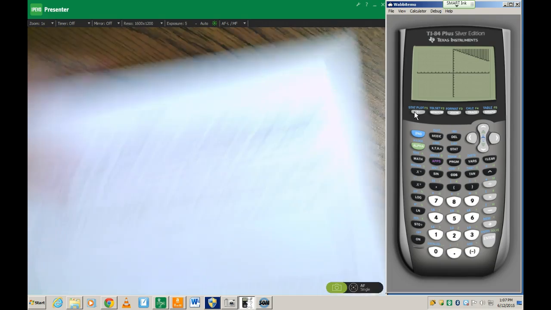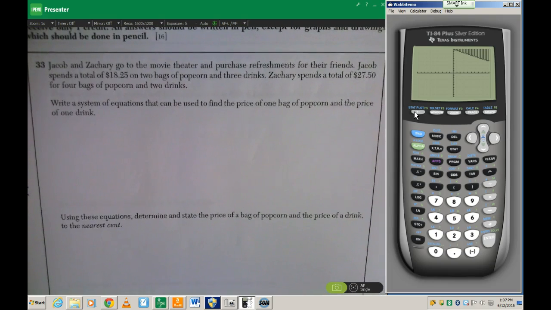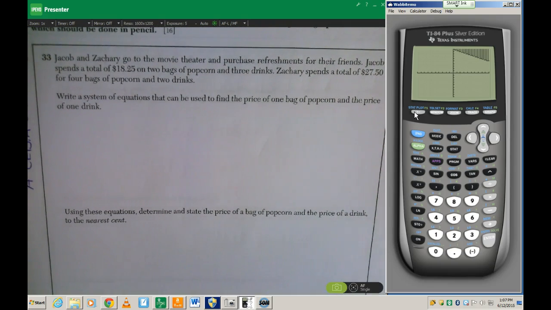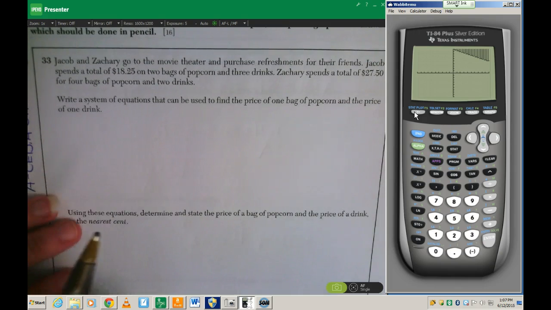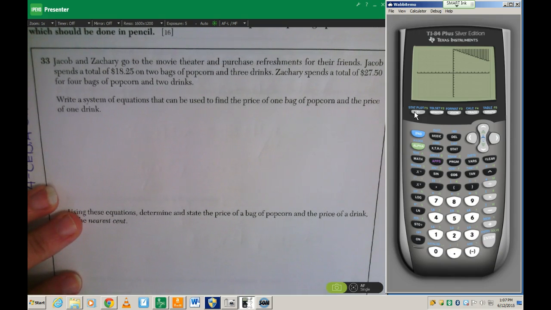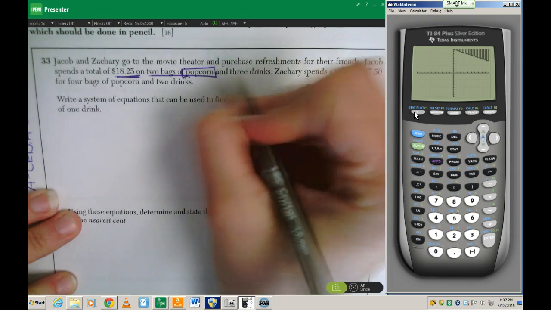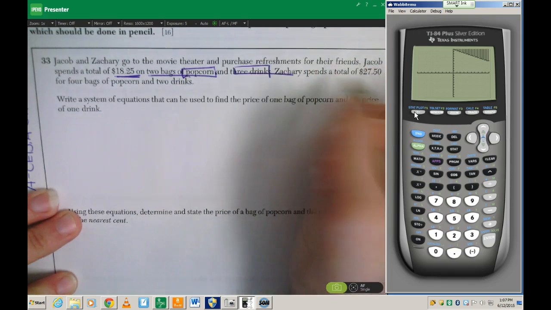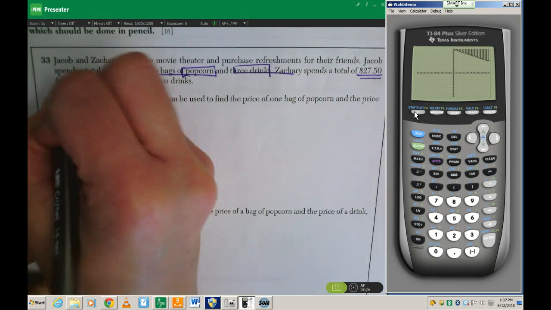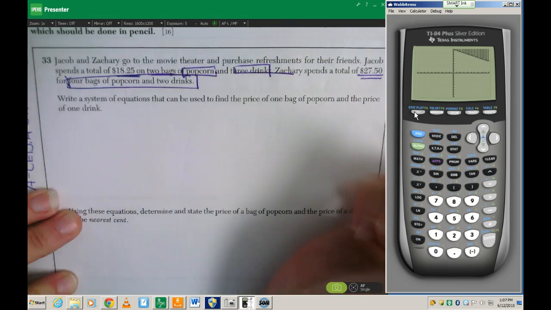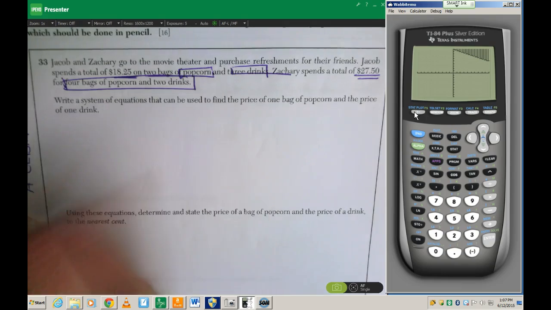Number 33. 2 more left. This is a long video and a lot of math, but you're doing great. Number 33 is a 4-pointer. Jacob and Zachary go to the movie theater and purchase refreshments for their friends. Good friends. Jacob spends $18.25 on 2 bags of popcorn and 3 drinks. Zachary spends $27.50 on 4 bags of popcorn and 2 drinks. So write a system of equations.